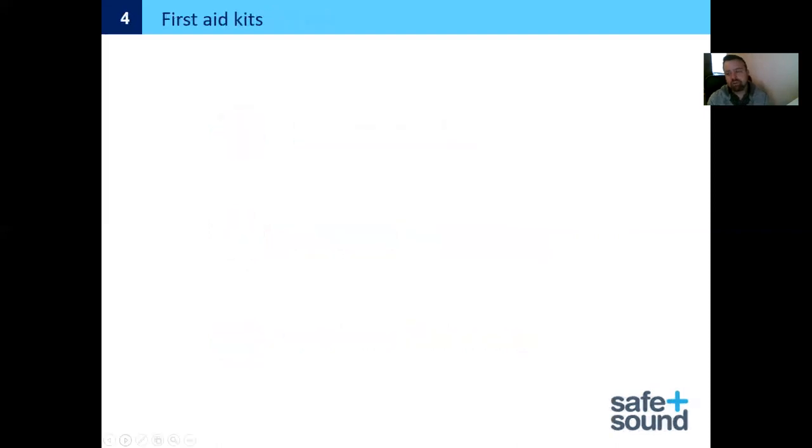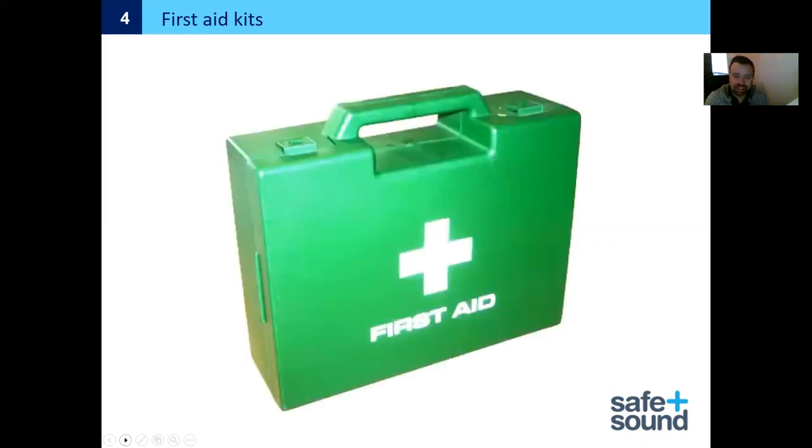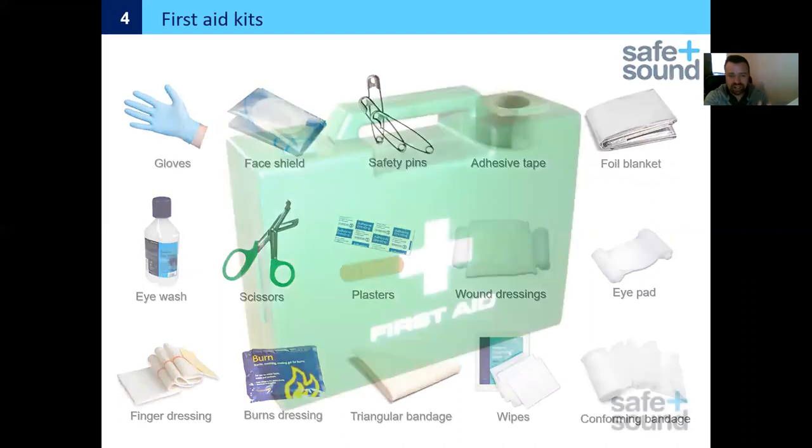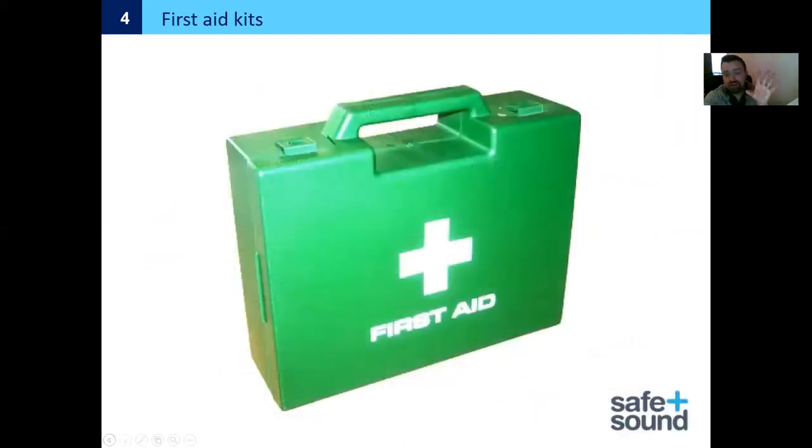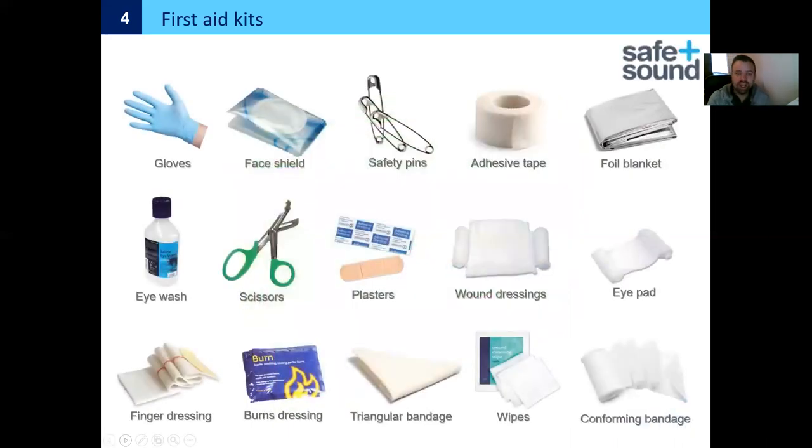So what should we have to hand? Well, each building, each property, each service requires a risk assessment, and that risk assessment will determine the type of first aid kit you need. We know that first aid kits should be green with the white logo because that's our universal sign for first aid services. In a first aid kit, you'll see simple pieces of equipment.